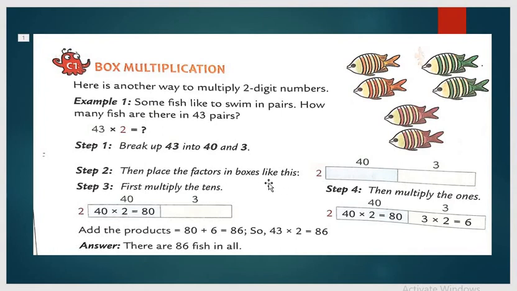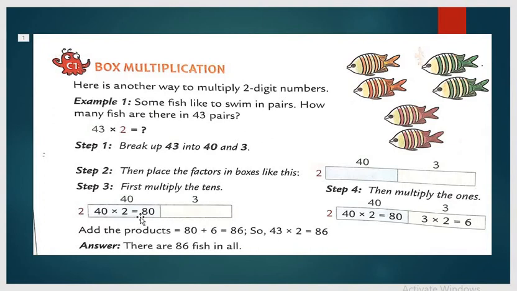Step number 2 is to place the factors in the box like this. We break up 43 into 40 and 3. So students, here step number 2 is to place the factors in a box like this. So 40 and 3, not 14, 40 only. And 2 here because of this 2. So now here do 40 multiplied by 2.